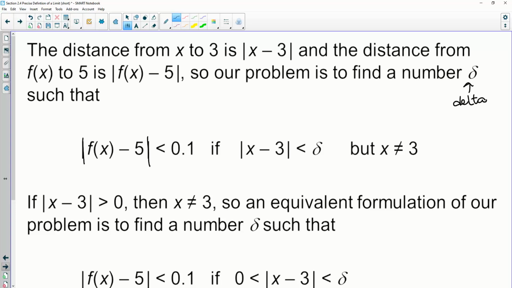So we're figuring out how close we have to be. Whatever that magic number is, that's my delta. If my x is within delta, my y would be in the range of values I wanted.